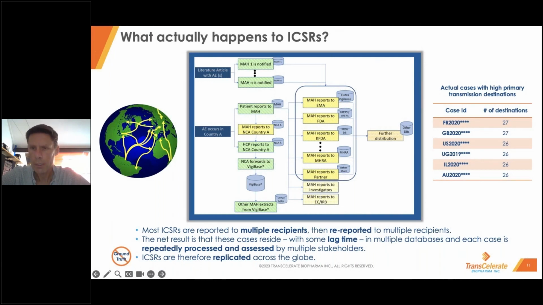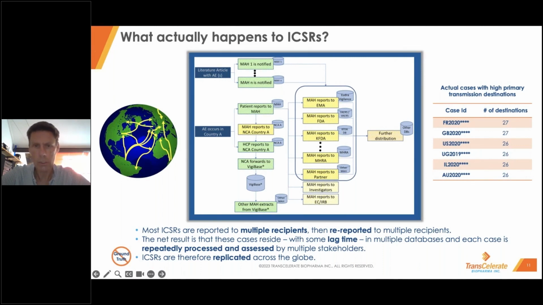That is definitely a high end of the distribution, but it's not uncommon to have a particular case, an ICSR, being sent to 20, here you can see 26, 27 recipients, and that is just the first transmission. Before we go to the next slide, I just wanted to explain the concept of replication. That means a single report or a single occurrence of an adverse event being multiplied and residing in, being replicated in, multiple databases. That is different from the concept that many of the PV experts here on the call are probably more familiar with, which is duplication.